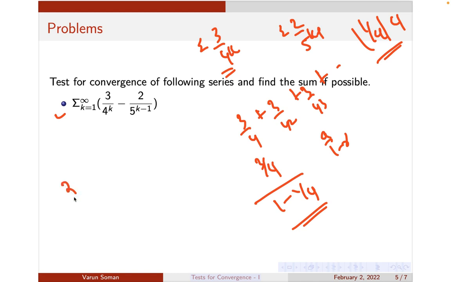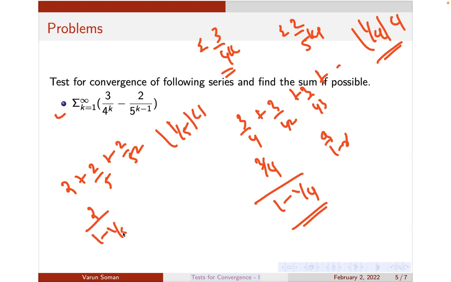So it is actually 2 by 5 raised to 1 minus 1, which is 0. So plus again 2 by 5 plus 2 by 5 square. Here the common ratio is 1 by 5, which is less than 1. Therefore, you can say that the series is convergent. And what is the sum? It is actually a by 1 minus r. It is 2 by 1 minus 1 by 5.